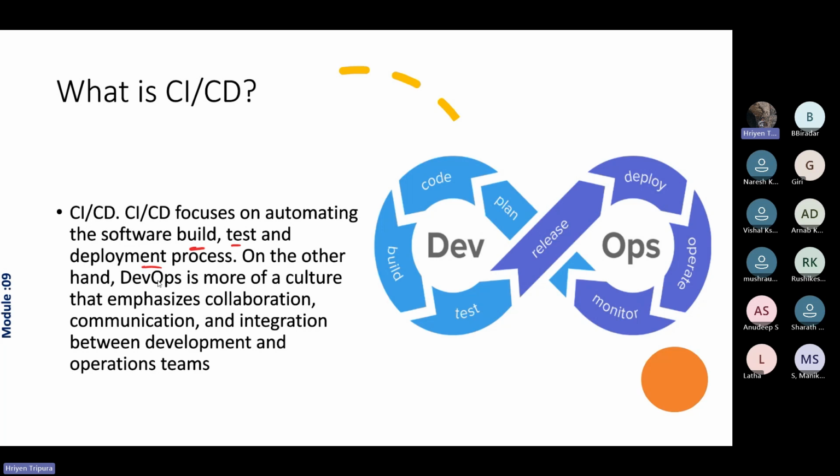On the other hand, DevOps is more of a culture that emphasizes collaboration, communication, and integration between development and operation teams. As we all know what DevOps means, right? So if you just take a look here at the diagram, this is the development side, and this is operations. The development team would have more knowledge in the code and application level, right? When it comes to the operation level, they may not have that experience or expertise.